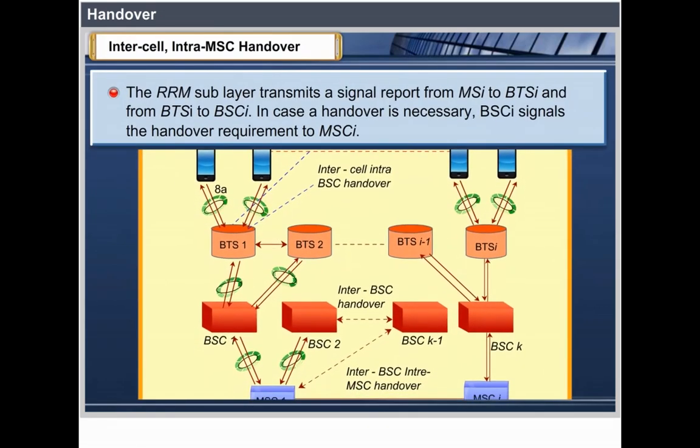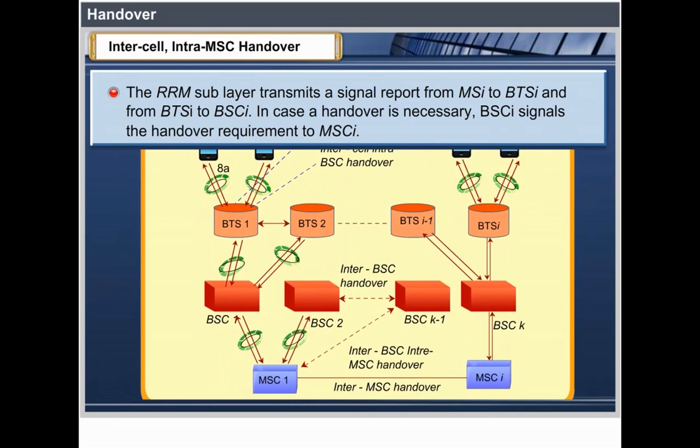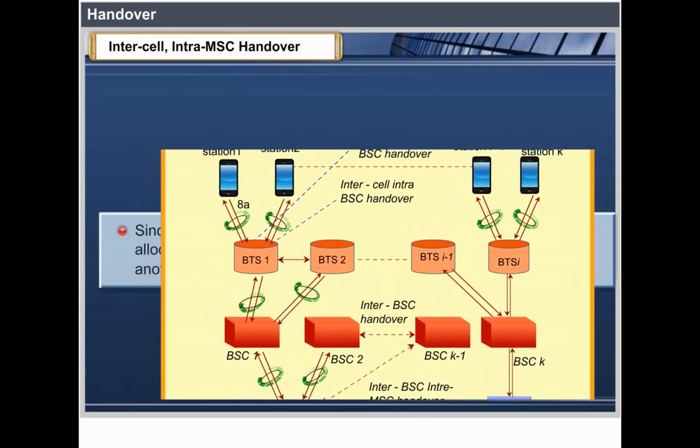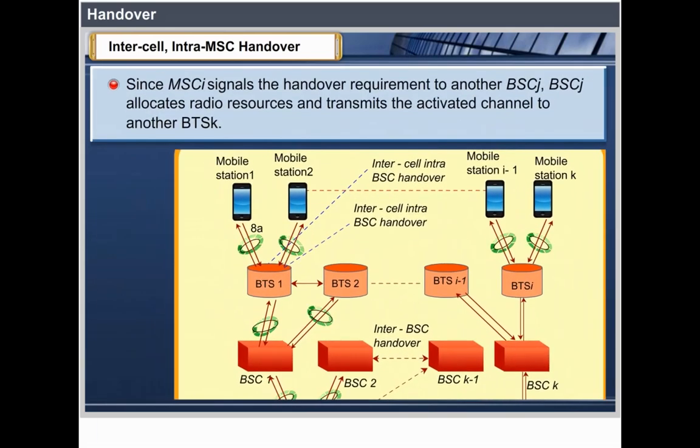The RRM sublayer transmits a signal report from MSI to BTSI and from BTSI to BSEI. In case a handover is necessary, BSEI signals the handover requirement to MSEI. MSEI signals the handover requirement to another BSCJ and BSCJ allocates radio resources and transmits the activated channel to another BTSK.